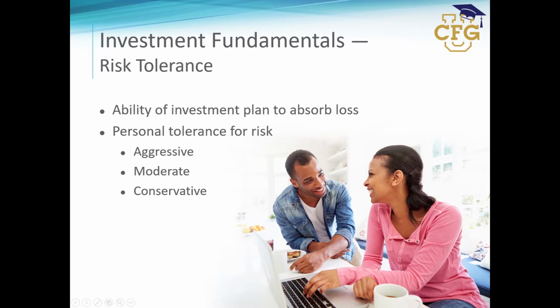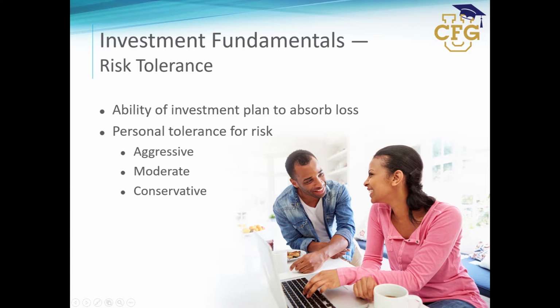The first aspect can be quantified. Basically, the more flexibility you have in your investment plan when it comes to potential loss, the more risk your plan can tolerate. For example, if you have a long investment time horizon, it does allow you to take on more risk than if you have a short time horizon. The second aspect, how comfortable you are personally with risk, is more of an emotional measure and depends on many factors, including your objectives, life stage, personality, and investment experience. Some investors are comfortable with a high degree of risk, while others can tolerate only minimal risk.